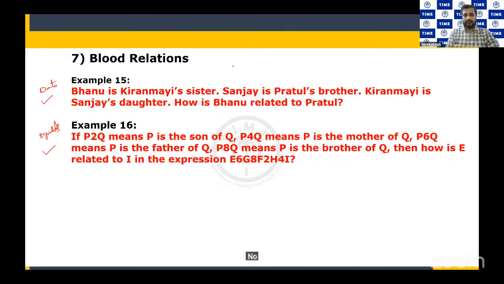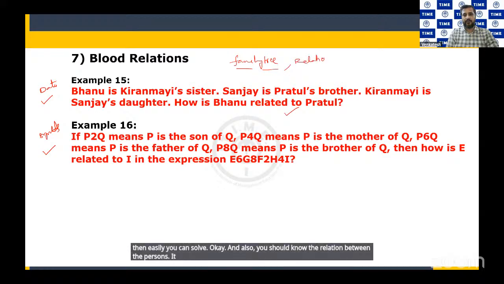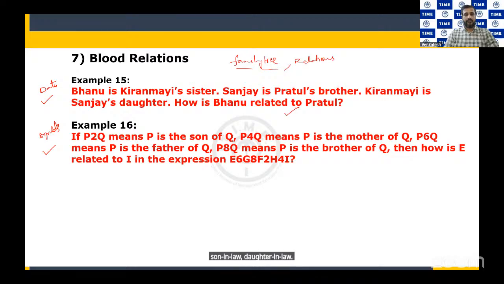Now, the technique that you should know is how to draw the family tree. If you know how to draw the family tree, then you can easily solve. Also you should know the relations between persons. It means the different terms like siblings, cousins, nephew, niece, uncle, aunt, grandmother, grandfather, paternal, maternal, and then son-in-law, daughter-in-law, father-in-law, mother-in-law, brother-in-law, sister-in-law, grandson, granddaughter. All these technical terms, all the different kinds of relations, you should know.